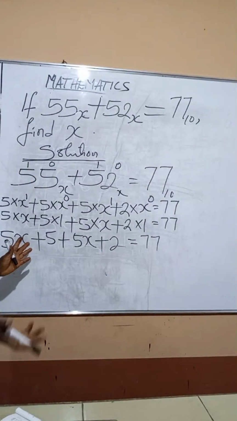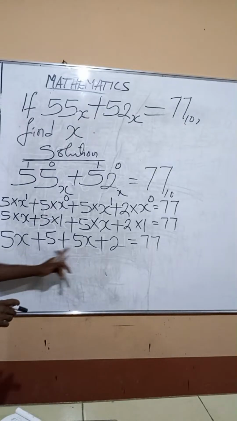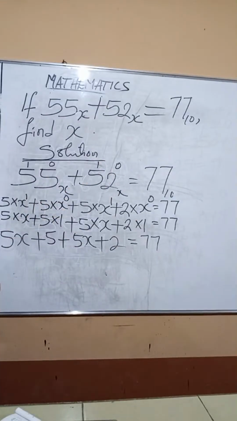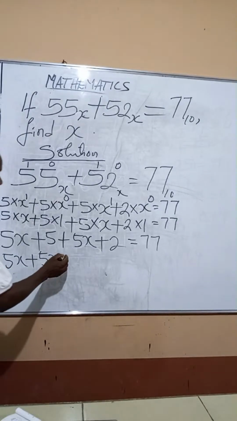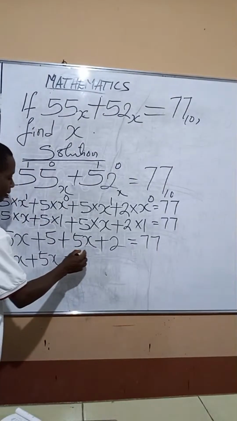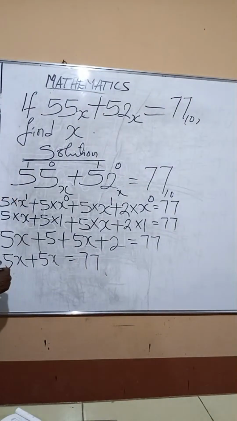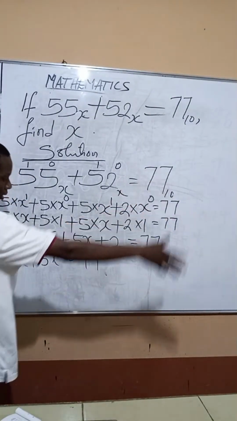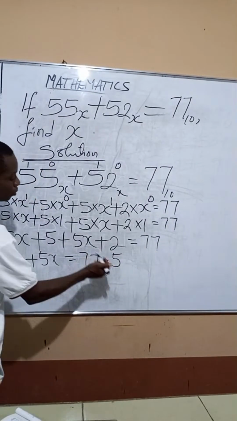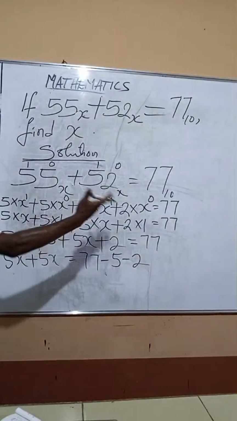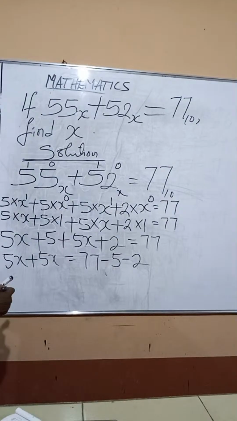So just collect the terms that are alike. Bring similar terms together. Transfer the other terms that way. So here we have the terms in x. 5x and 5x. So bring it together. That is 5x and 5x here added together equals to, this is 77. So have it at the right hand side. Transfer these ones to the right hand side. That is minus 5. And this is plus 2 becomes minus 2 when it crosses to the right hand side.